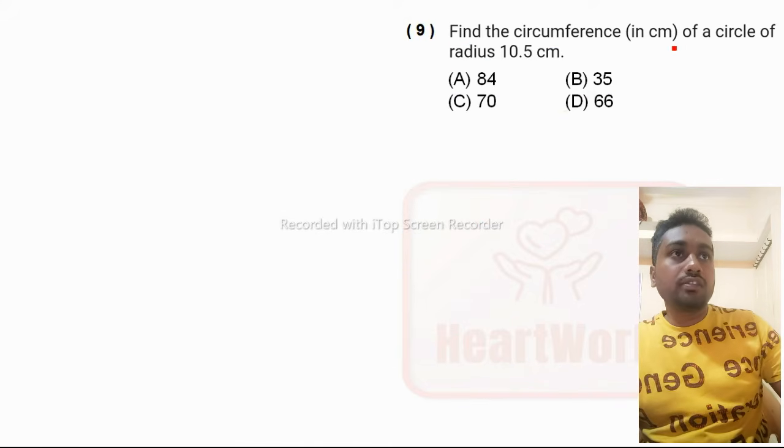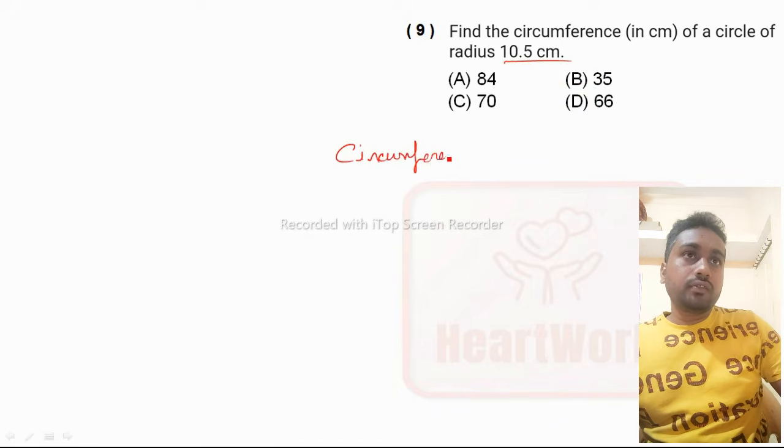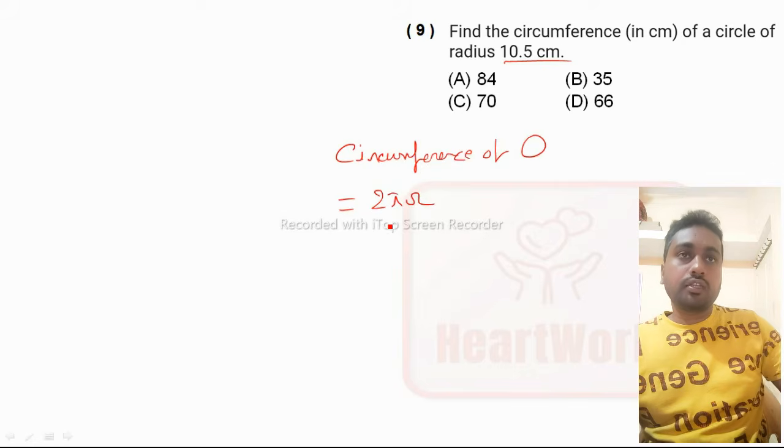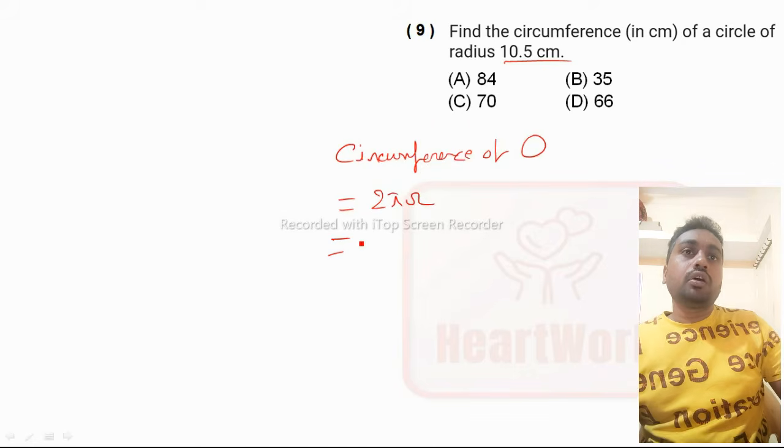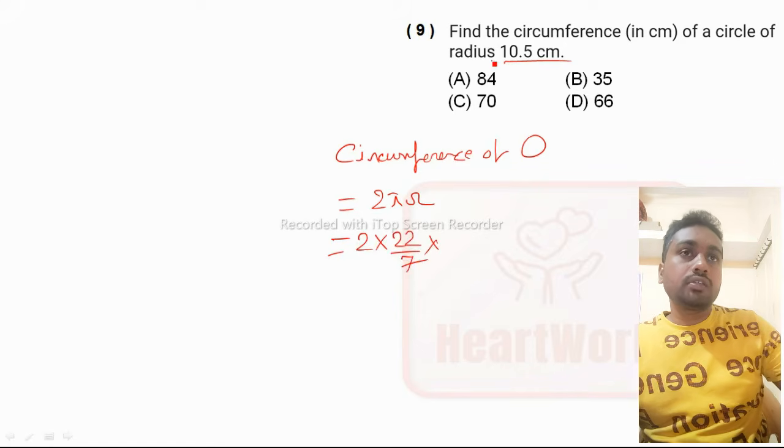Find the circumference of a circle of radius 10.5 centimeter. So circumference of a circle equals 2 pi r. It's a simple formula, 2 pi r. You have to put the value and get the answer. 2 into pi is 22 by 7, and what is the radius? Radius is 10.5 centimeter.